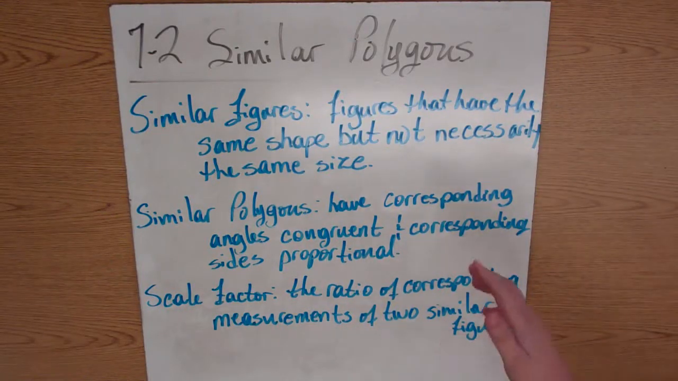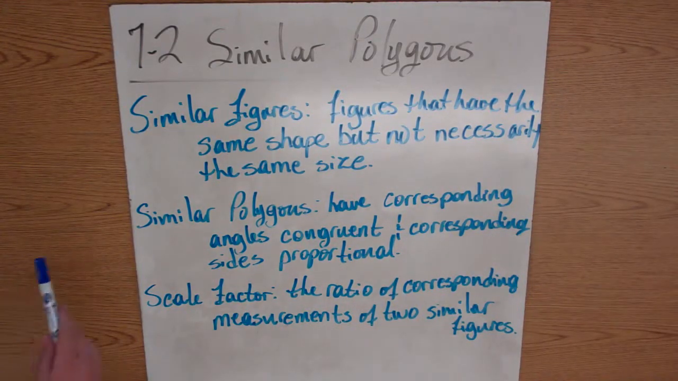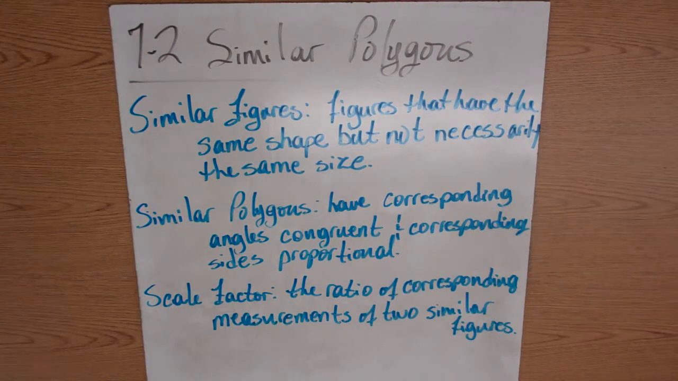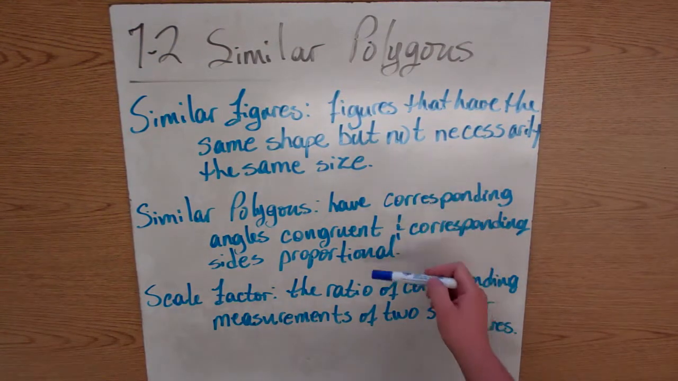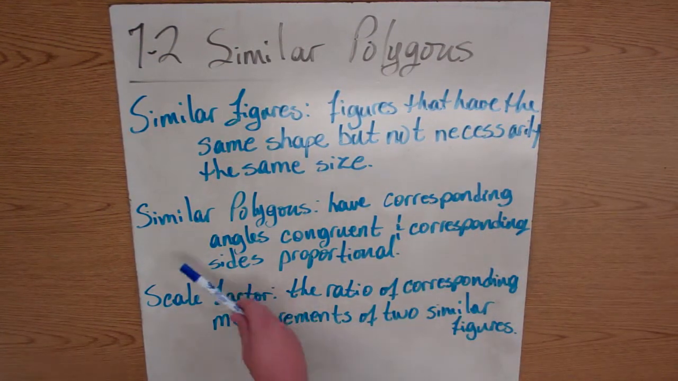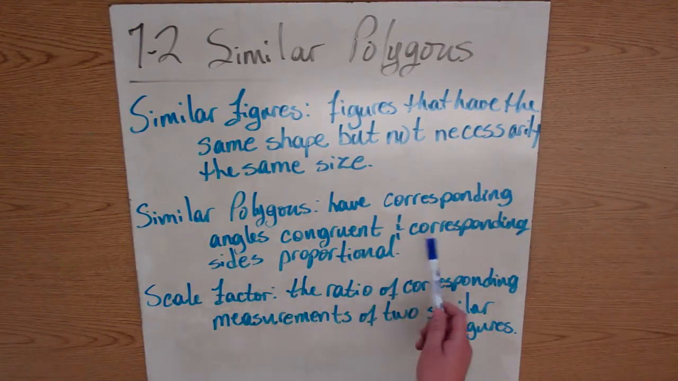Alright, so this is 7-2 similar polygons. Here are 3 vocab words you're going to need. Number 1, similar figures. Figures that have the same shape, but not necessarily the same size. So they have the exact same shape. Similar figures, as well as similar polygons. Similar polygons have corresponding angles congruent and corresponding sides proportional.